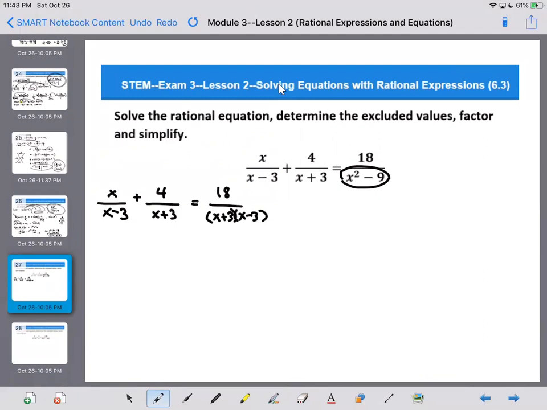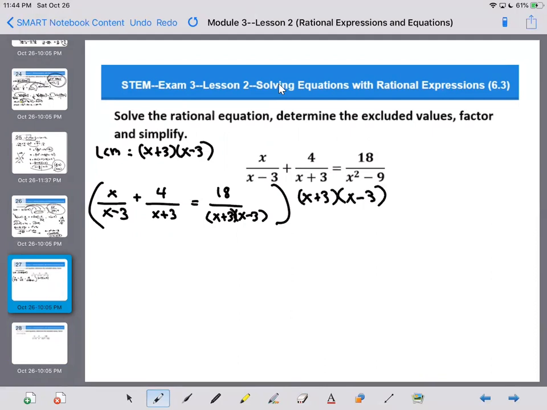My LCM is going to be x plus 3 and x minus 3. It's what every denominator needs, right? All the denominators need an x plus 3, x minus 3. So we're going to multiply everything by the LCM, x plus 3, x minus 3. Notice I did not leave it as x squared minus 9. Let's go ahead and leave it as a factored form.